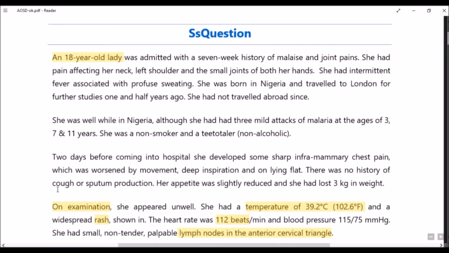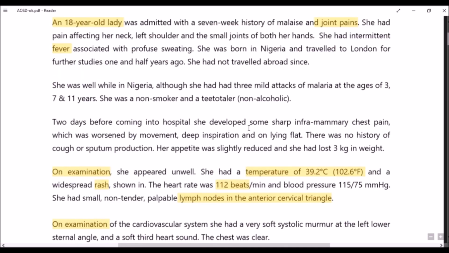Next, the last step, the history, my dear. So an 18-year-old lady was admitted with a 7-week history of malaise and joint pains. Here's the joint pains, arthralgia. We are focusing from down to up. She had pain affecting her neck. So once again, arthralgia, small joints of both hands, and she had intermittent fever associated with profuse sweating. She was born in Nigeria, traveled to London for further studies 1.5 years back. She had not traveled abroad since. She was well while in Nigeria, although she had 3 mild attacks of malaria at the age of 3, 7, and 11 years. She was a non-smoker and teetotaler, means non-alcoholic.